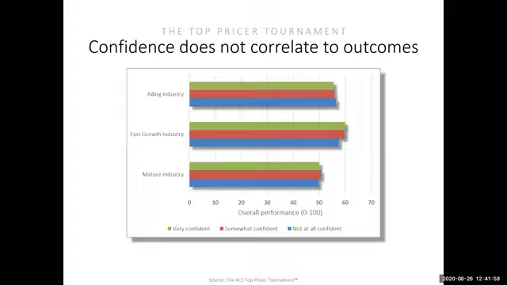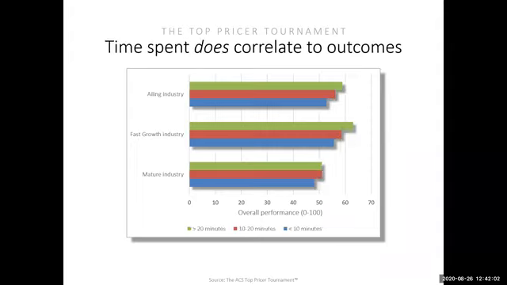There is something that does correlate to outcomes, and that is the amount of time that people spend coming up with their strategies. And it makes sense. If you think about a problem longer, you're more likely to make a good decision. So we see that there is a connection between how much time people spend coming up with their strategies and how their strategies perform in the top riser tournament.